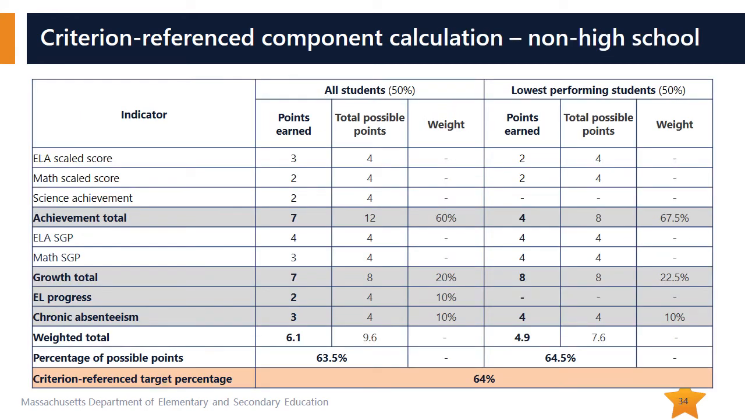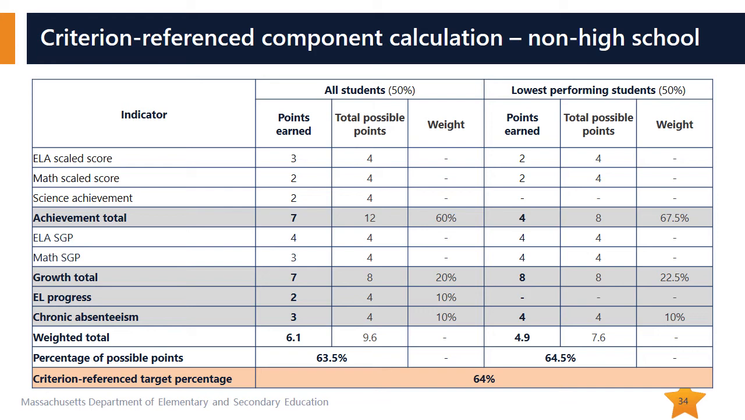This slide shows how the criterion-referenced calculation will be done for a non-high school. For the school as a whole, the actual points earned and the total possible points will be reported for each indicator. Achievement, growth, EL progress, and chronic absenteeism points will be weighted according to the percentages we reviewed earlier in the presentation and calculated into a percentage of possible points for the all students group.